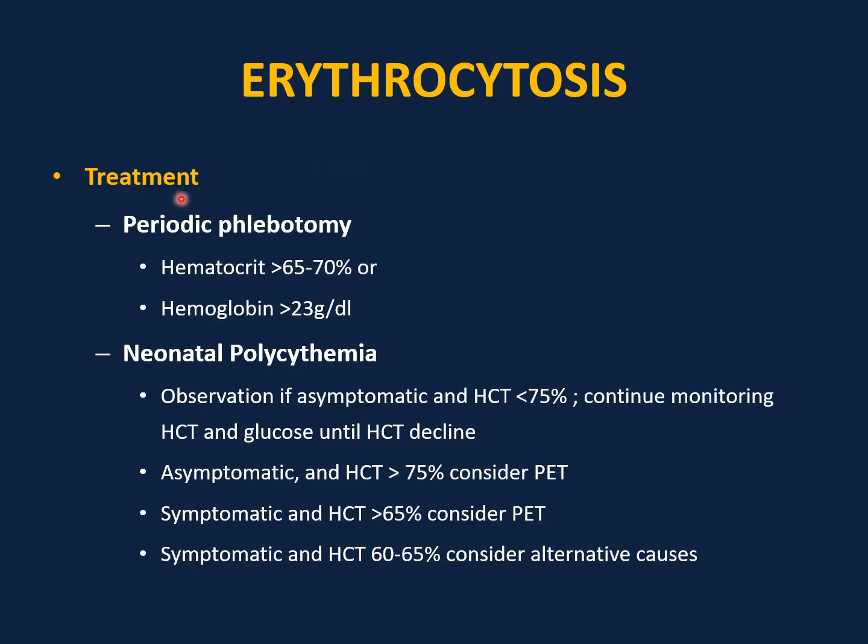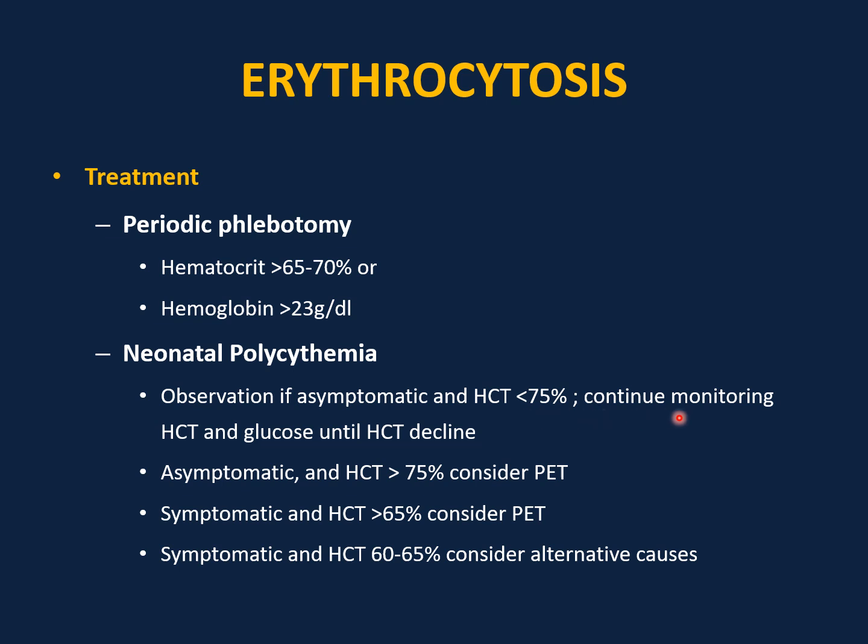Treatment of erythrocytosis or polycythemia: periodic phlebotomy, if the hematocrit is more than 65 to 70%, or if the hemoglobin is more than 23 gram per deciliter. For neonatal polycythemia, observe if asymptomatic. If no symptoms, you can observe, and the hematocrit is less than 75%.